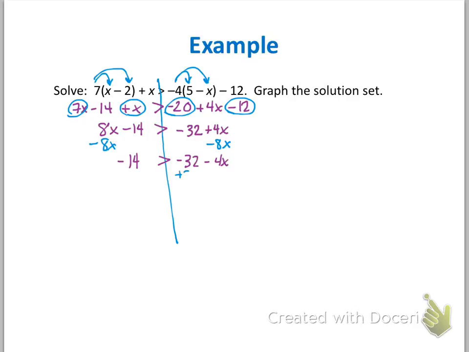Then I need to add 32 to both sides. This is why I chose to subtract 8x. I want a positive number there with that 32. So negative 14 plus 32, that's, let's see here, 16, I think? Let's double check it with a calculator. Oh, good thing I checked it with a calculator. It is actually 18. Negative 4x.